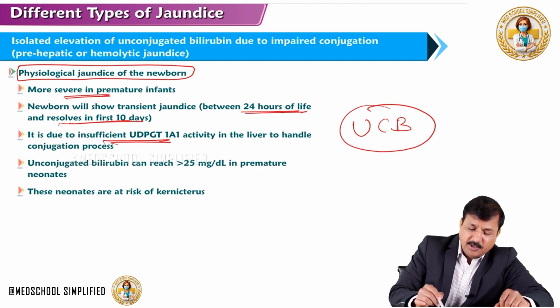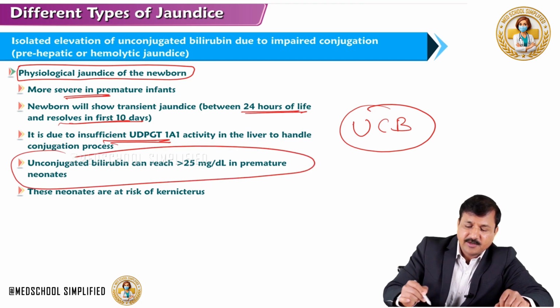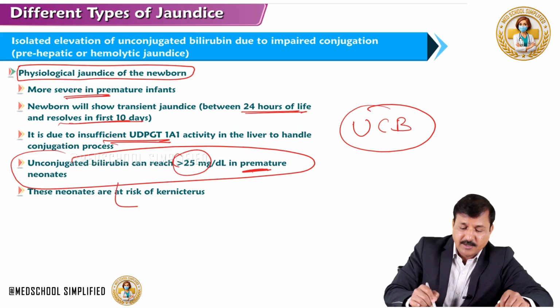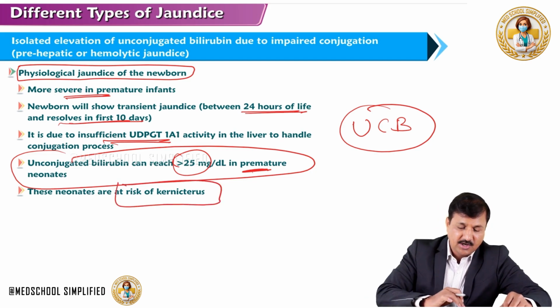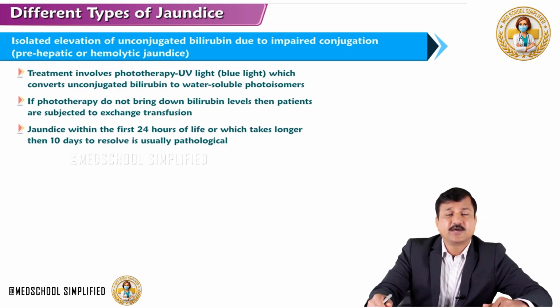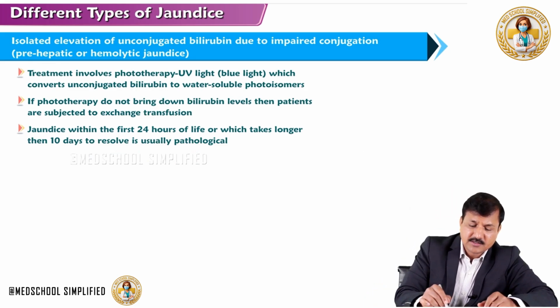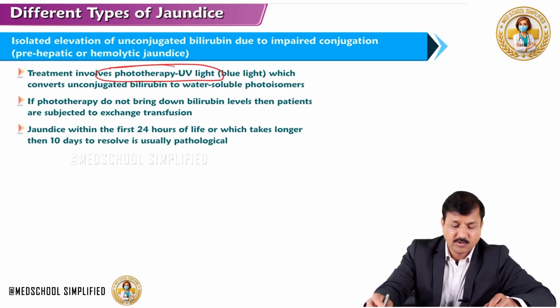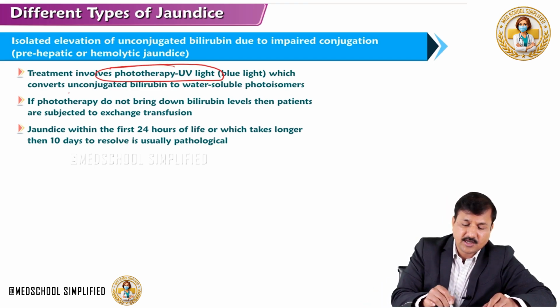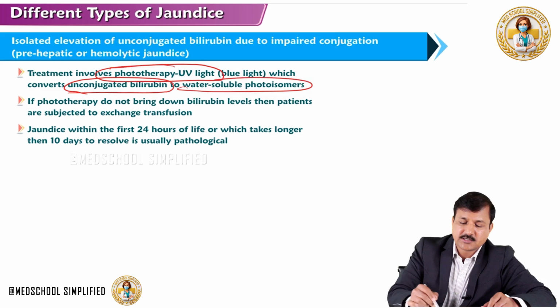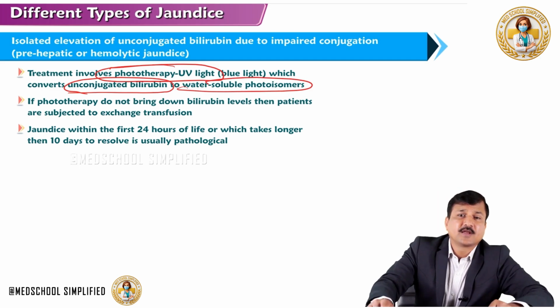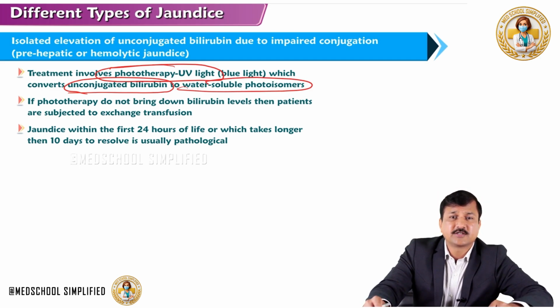Okay, so unconjugated bilirubin sometimes can reach more than 25 milligram per deciliter, especially in premature neonates, and that will put them at risk of kernicterus. So how to treat that kernicterus, and also physiological jaundice of newborn? Usually phototherapy, that is UV light or blue light therapy, is done, because what blue light does is convert unconjugated bilirubin into water soluble photoisomers. So blue light or the UV light is going to break that unconjugated bilirubin into photoisomers, which are water soluble and excreted out of our body.